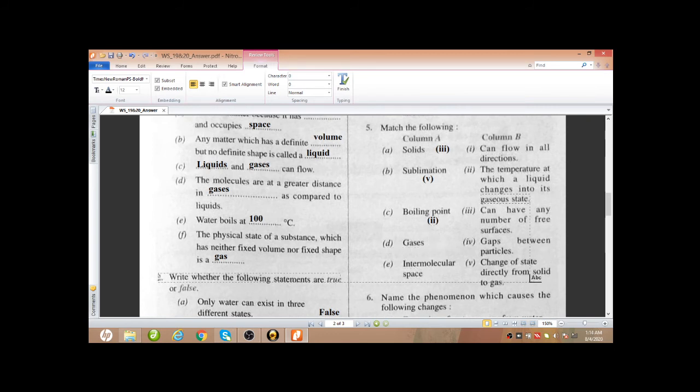Next, gases. This will match with can flow in all directions, number 1. Okay, next, E, intermolecular space, so only one is left: gaps between particles, so number 4. Intermolecular space means gaps between particles.